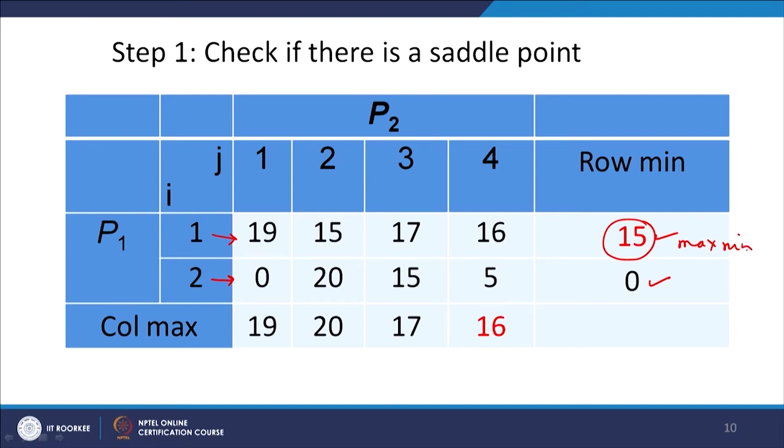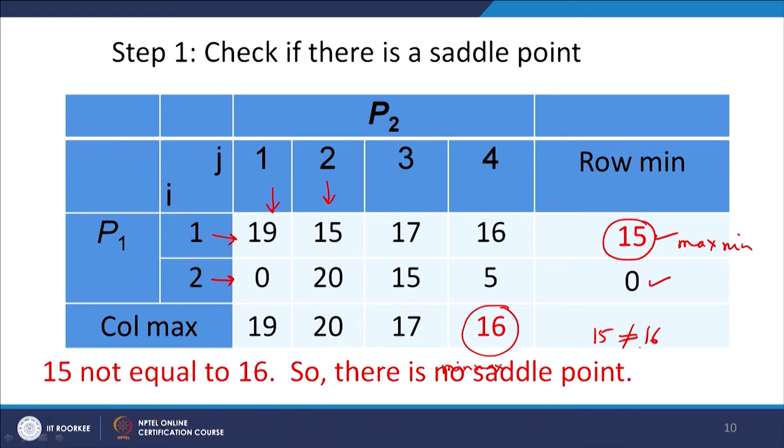Then come the columns. Amongst the columns, we first choose the maximum entry. In the first column, for j equal to 1, we have 19 and 0, so the maximum is 19. In the second column we have 15 and 20, so the maximum is 20. In the third column we have 17 and 15, which gives us 17, and in the fourth column we have 16 and 5, and the maximum is 16. Amongst 19, 20, 17 and 16, we find 16 is the minimum. So this is the min max, and obviously 15 is not equal to 16. So there is no saddle point in this game, and therefore we can use mixed strategies.